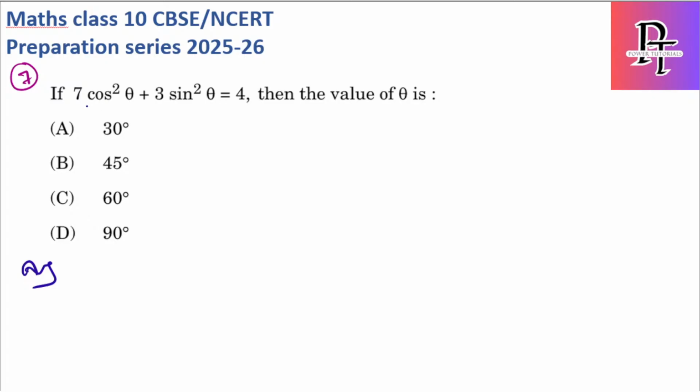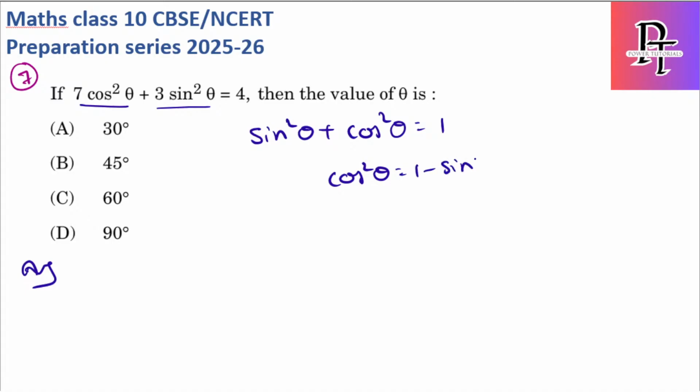Let's say this one: 7 cos square theta plus 3 sin square theta equal to 4, then find the value of theta. So we have 2 terms here, one is cos and the other is sin. So let's convert cos to sin and then solve this question. We know from the first identity sin square theta plus cos square theta is equal to 1. So cos square theta will become 1 minus sin square theta. Okay, so let's use this here and convert it.